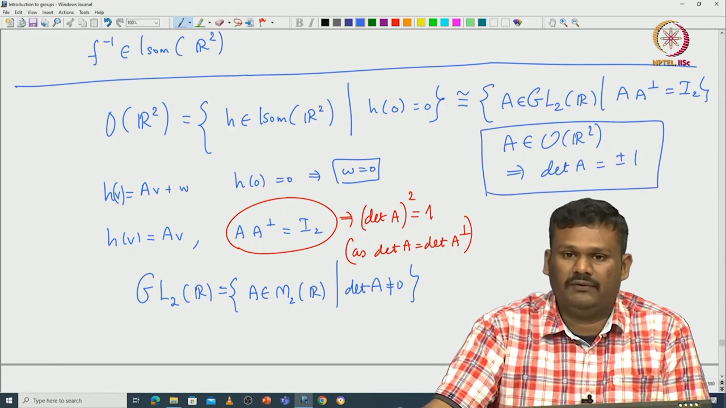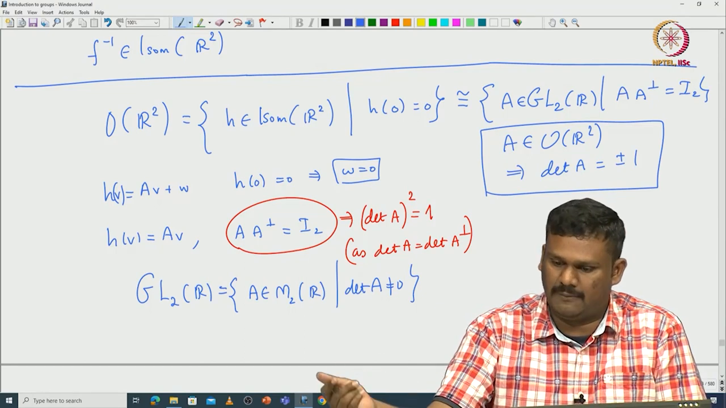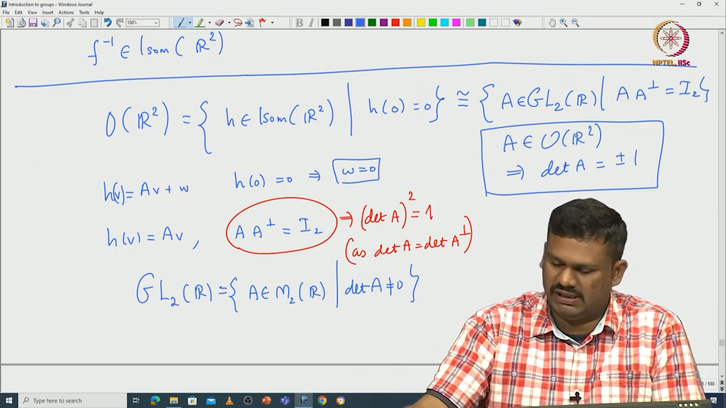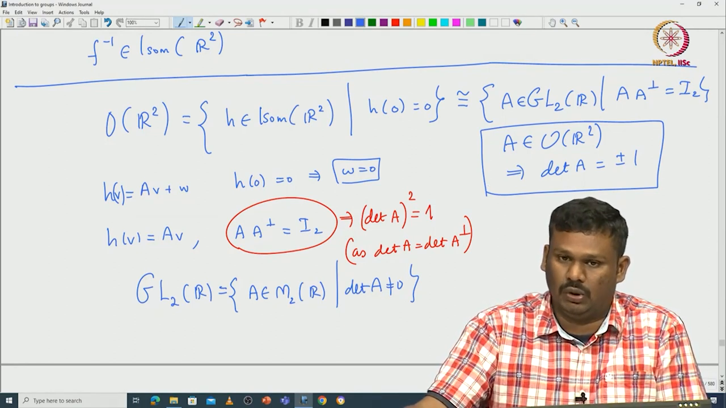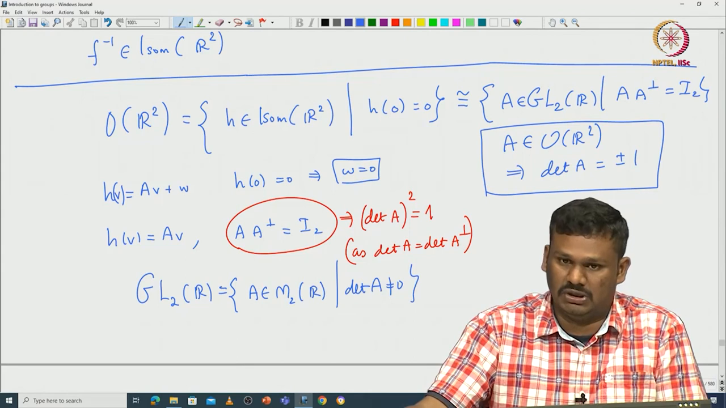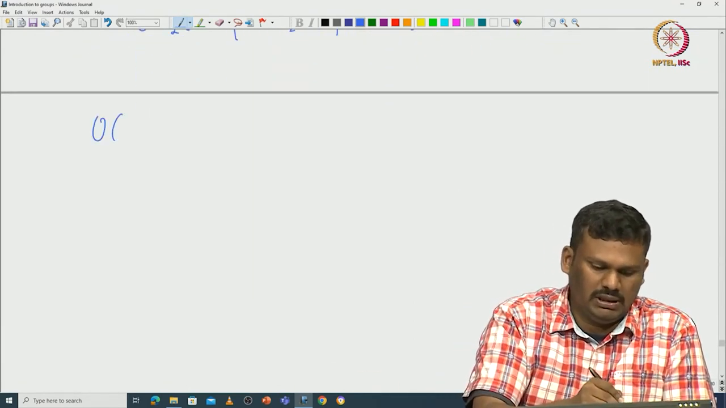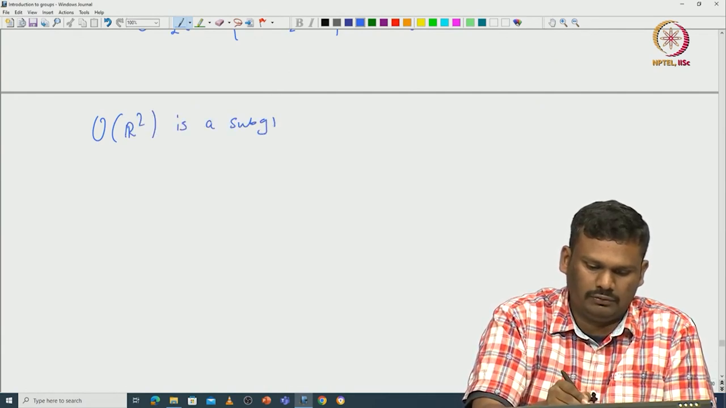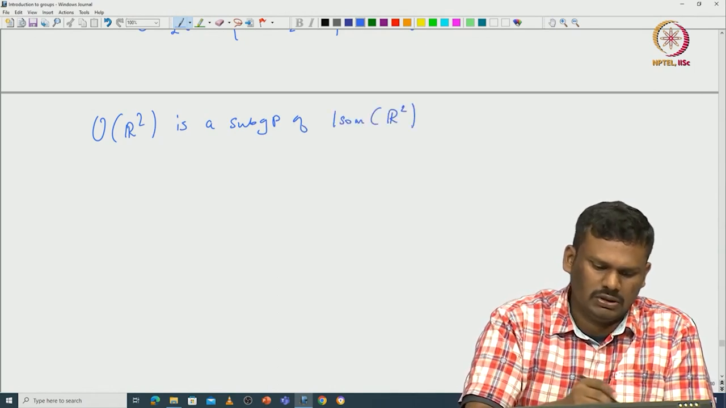Now, depending upon whether it is plus 1 or minus 1, it has some physical interpretation. We will soon see that when it is plus 1, it must be a rotation about the origin, and when it is minus 1, it must be a reflection with respect to a line that passes through the origin. So, it is easy to see this O(R2) is indeed a subgroup of isometries of R2.